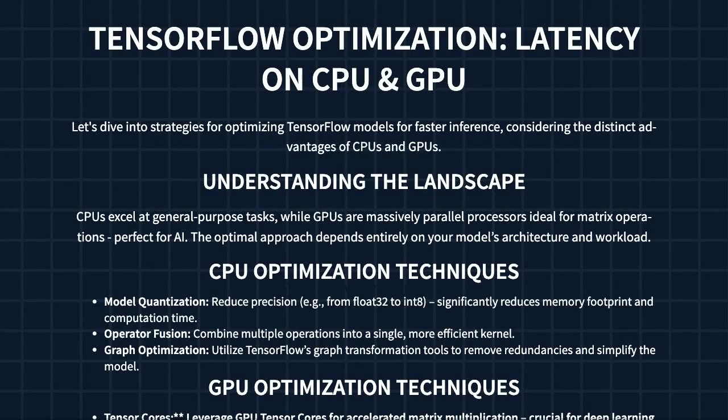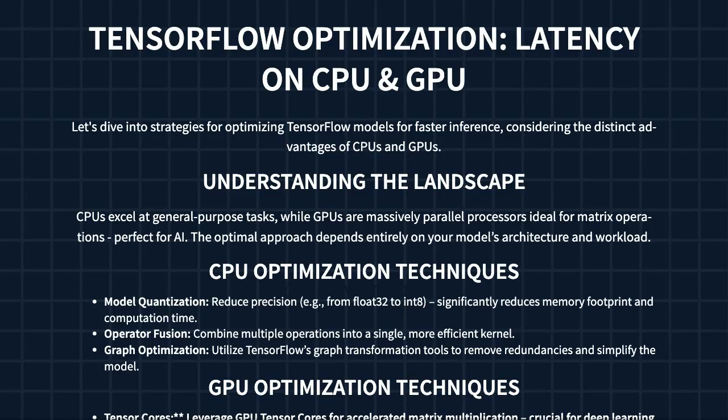Okay, let's talk about speeding up TensorFlow models for when you actually use them. That's called inference. It's not enough to just train a model; we need it to run quickly and efficiently. Now, CPU and GPU are fundamentally different beasts. CPUs are good at all sorts of general computing tasks, while GPUs are built specifically for doing massive amounts of calculations simultaneously, exactly what AI needs.